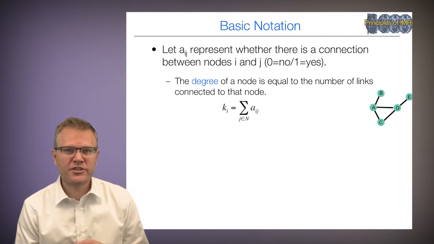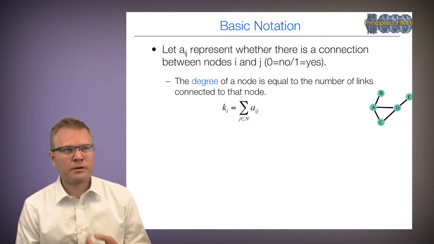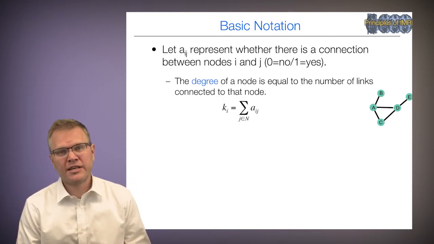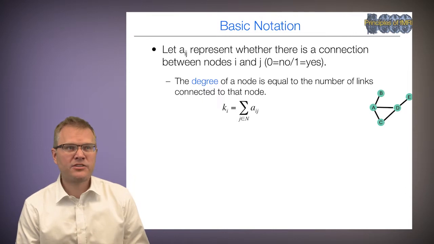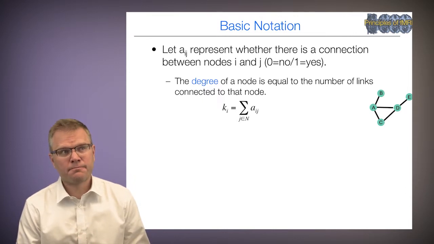Here's some basic notation that we're going to be needing. Let little aij represent whether there's a connection between nodes i and j. So aij is equal to 0 if there's no connection, and aij is equal to 1 if there is a connection. The degree of a node is equal to the number of links connected to that node.